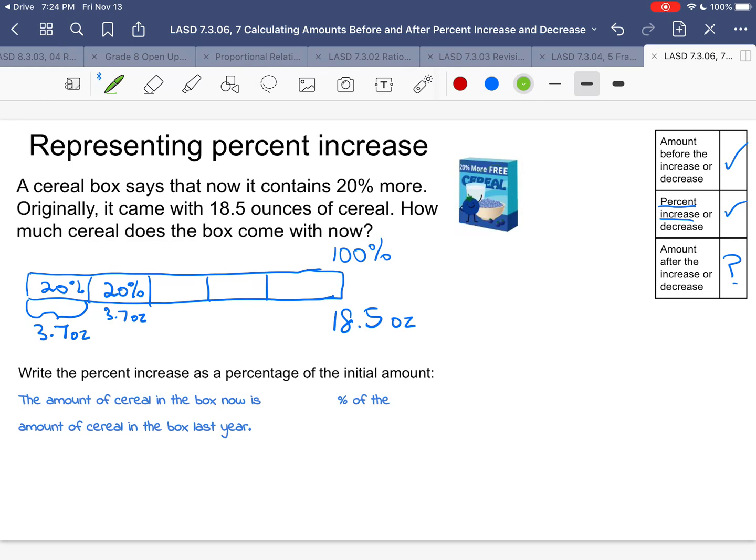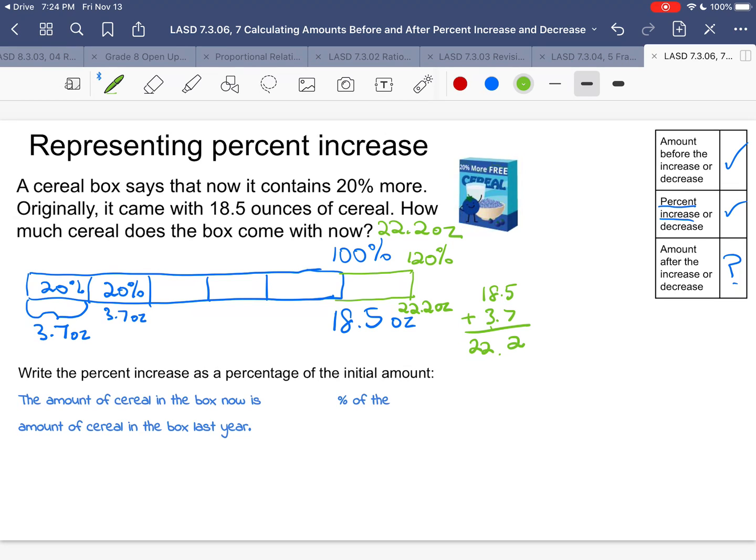And I'm going to add 20% more. I'm going to add on another 20%. So now I have 120%. And instead of 18.5 ounces, I have 18.5 plus 3.7. When we add these together, I have 22.2 ounces in the box now. So 22.2 ounces.